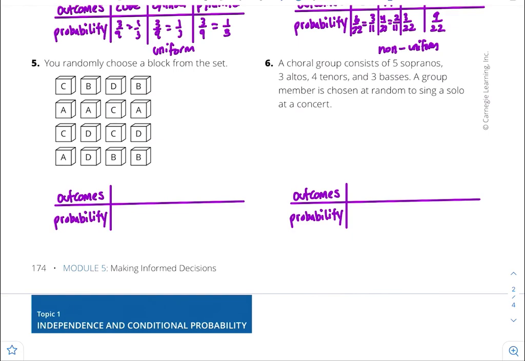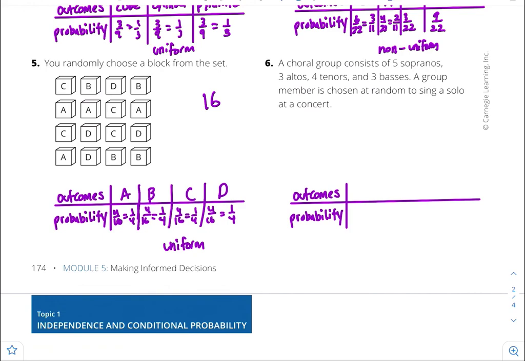Number 5. There are A, B, C, and D blocks. So for A blocks, how many blocks are there? There's 16 blocks, and look at that, there's 4 blocks for each. So probability is 4 out of 16, which is a fourth. For B's, there's 4 B's out of the total 16 for 1 out of 4. Same thing for C's, and same thing for D's. So are these probabilities uniform? Yes, because you have an equal amount of chance to get all of them.